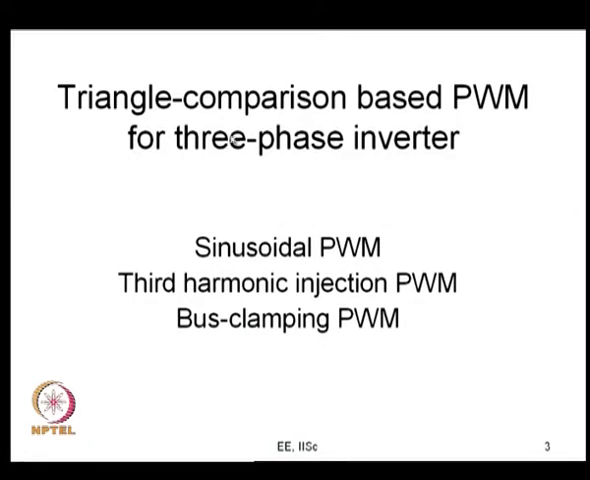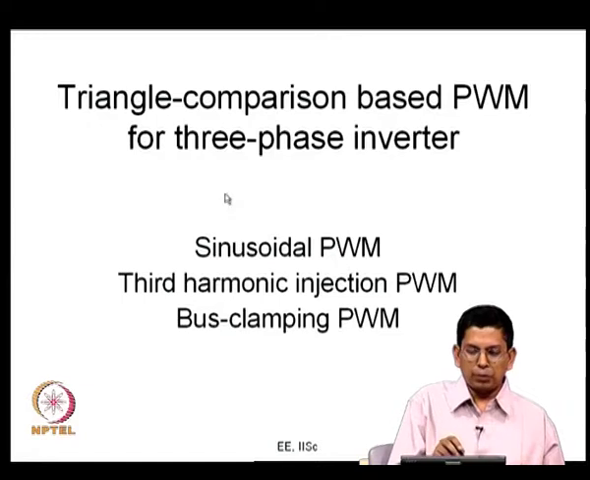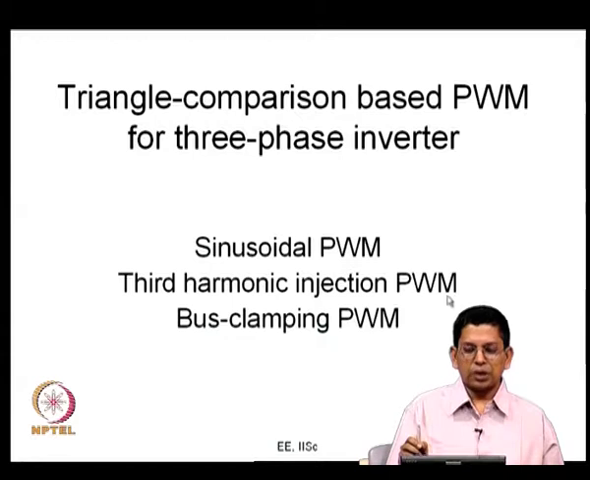As part of this triangle comparison based PWM, we have been looking at the 3 phase inverter. All that we saw earlier was sinusoidal PWM. We looked at sinusoidal PWM for both single phase as well as 3 phase inverters, and we also looked at third harmonic injection and bus clamping PWM. I can say that sinusoidal PWM, third harmonic injection and bus clamping PWM are all specific cases of triangle comparison based PWM.